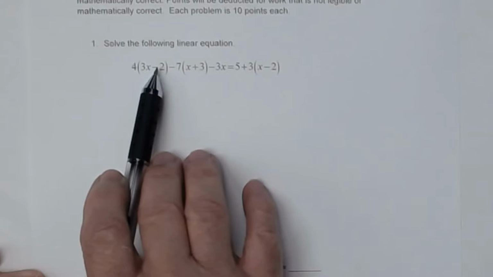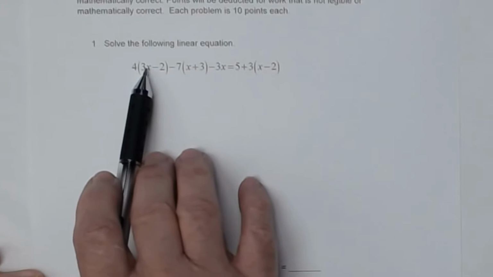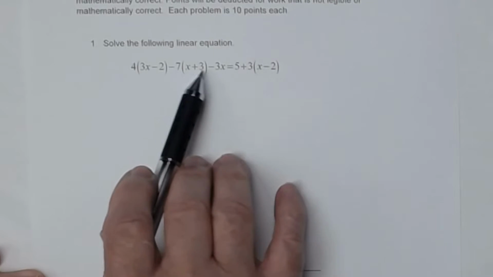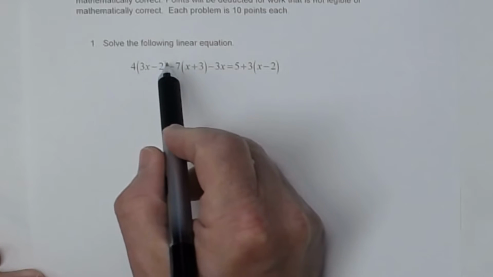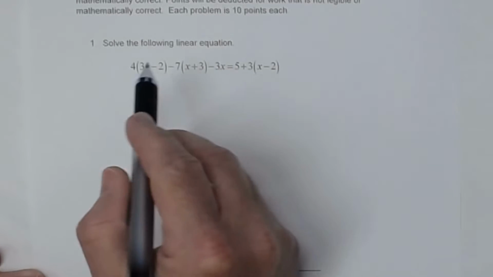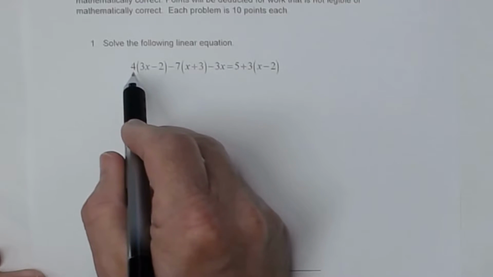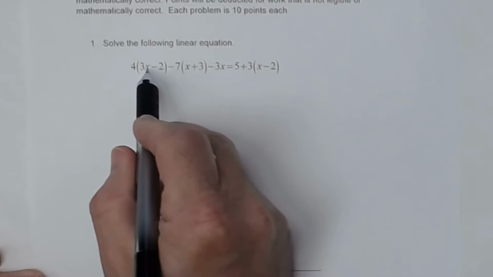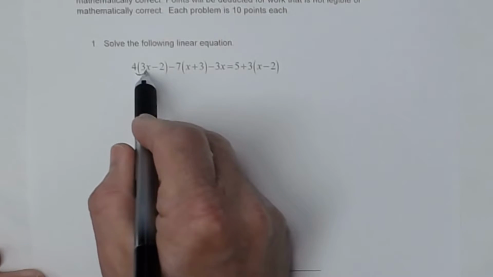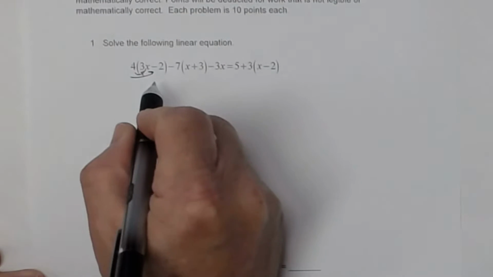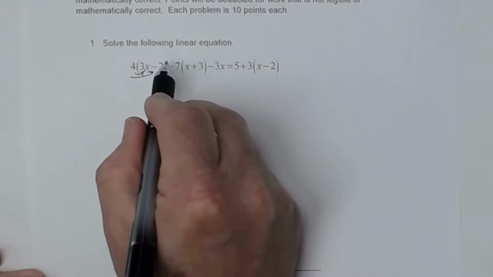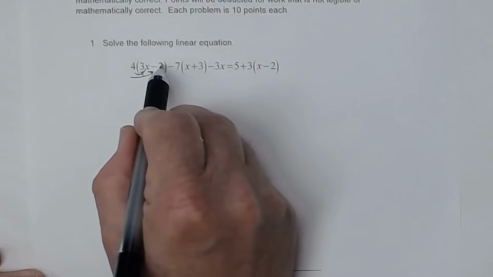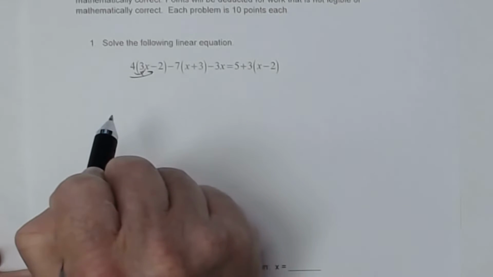And the fact that these variable expressions, 3x minus 2, x plus 3, and x minus 2, are all being raised to that first power, each one, means we can use the distributive property to multiply both of those terms in the first variable expression by 4. So we're going to distribute the 4, meaning that we're going to multiply both of those terms by 4, only because that variable expression is being raised to the first power.